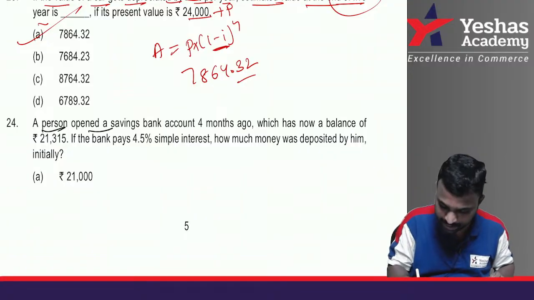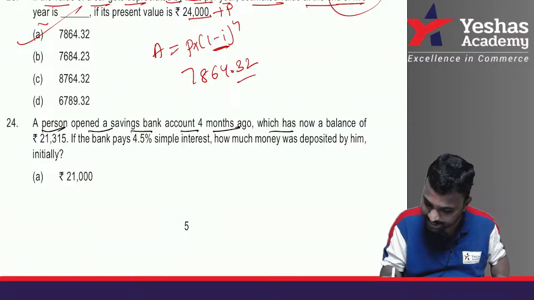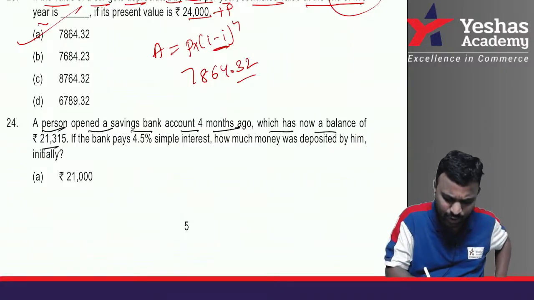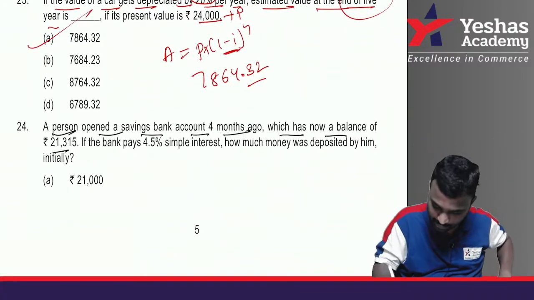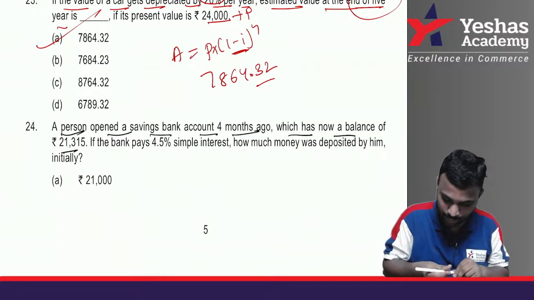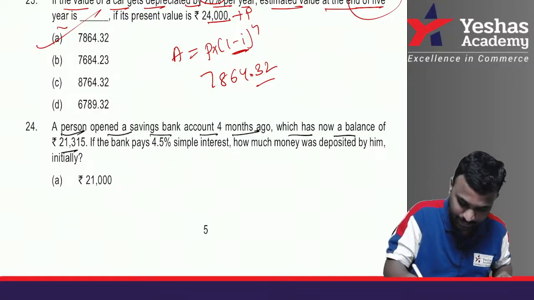A person opened a saving bank account 4 months ago, which has now a balance of 21,315. So 4 months ago, you can take it as a present value, and now you can take it as a future value. Is this clear? 4 months ago is the present value.